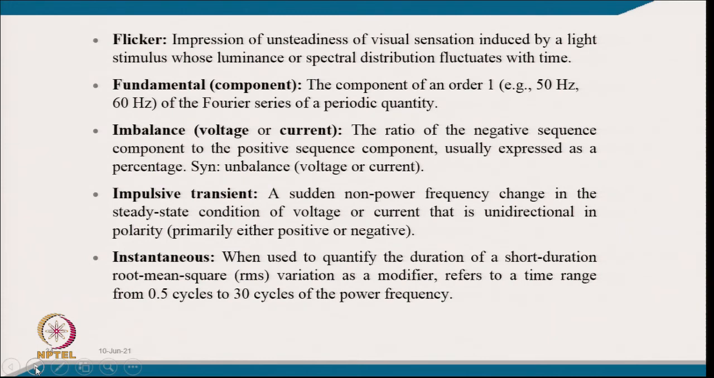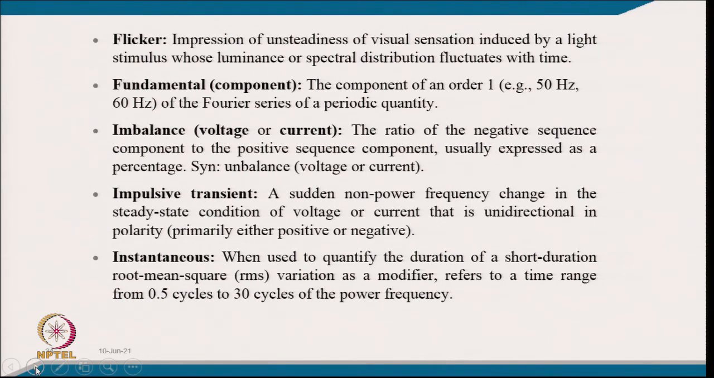And then of course, we talk about the fundamental component, which is nothing but the component of first harmonics, 50 hertz or 60 hertz, of the Fourier series of a periodic quantity. Then imbalance, which can be in voltage and current of a 3-phase system: the ratio of negative sequence component to positive sequence component, expressed as a percentage. Then impulsive transient: a sudden non power frequency change in the steady state condition of voltage and current, unidirectional in polarity, and we call its primary polarity either positive or negative.